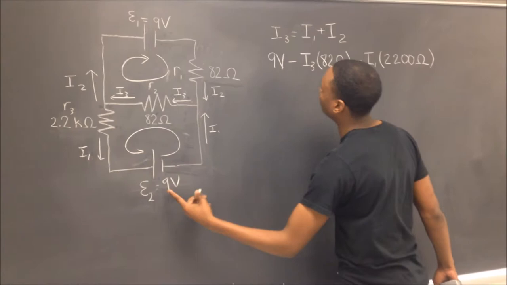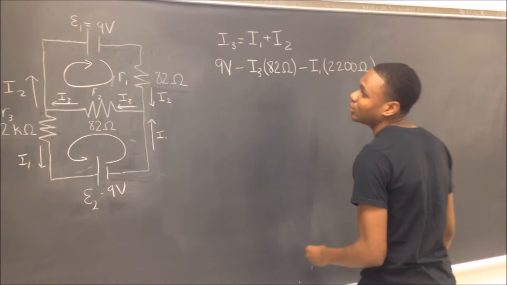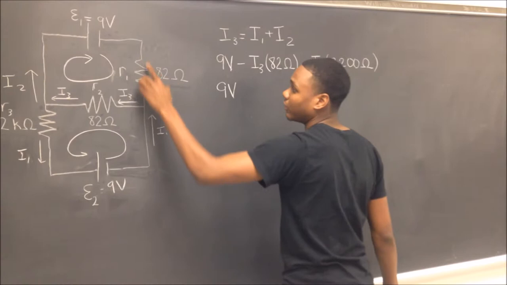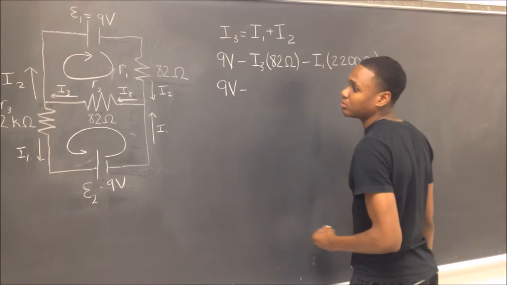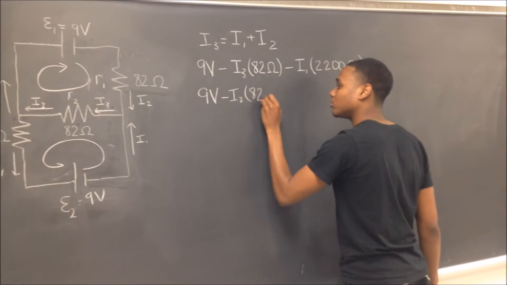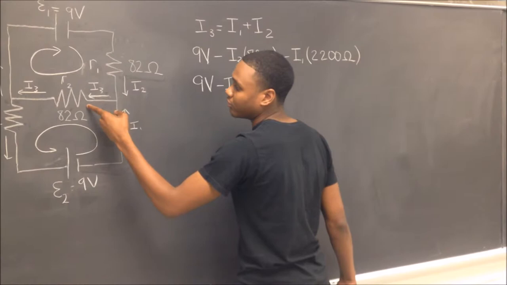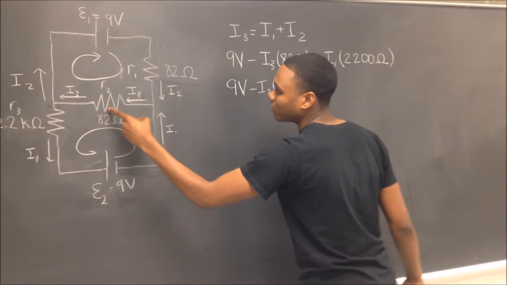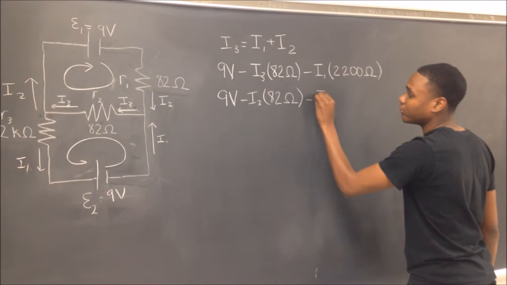At the top loop, we're going to start at the 9 volts again. So we have positive 9 volts, because we're going in the same direction as the current. We're going to come around here. We get to a negative, since we're going in the same direction as the current. We have a resistor. It's I2. So we have I2 times 82 ohms. And we come down here. It goes I2 meets I1 and creates I3, so we get to I3. We go across that resistor again, which is in the same direction, so it'll be minus, and it'll be I3 times 82 ohms.